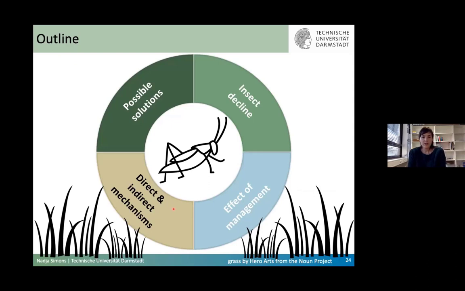So we've seen that grassland management not only affects the diversity of insects, so the number of species, but also the community structure, leading to communities being dominated by individual species. And it also affects the functional composition of the community. I've also already hinted at some of the potential mechanisms behind those effects. And in the next part of the talk, I will look at those mechanisms a bit more closely and try to separate between direct and indirect effects of management.